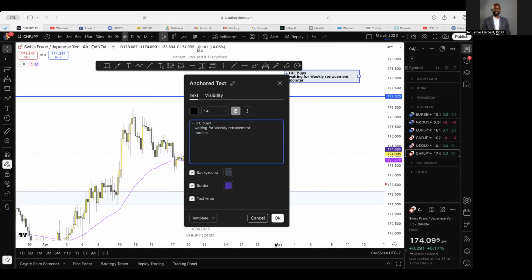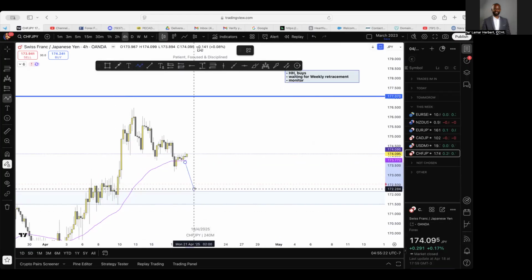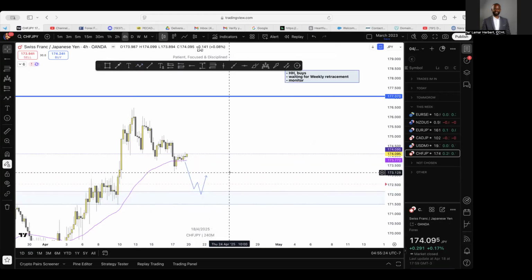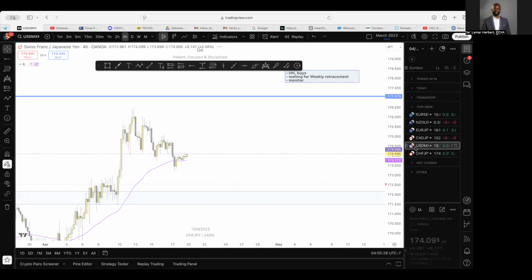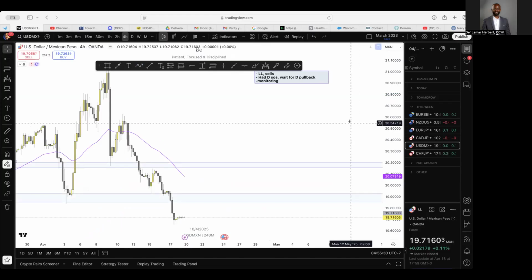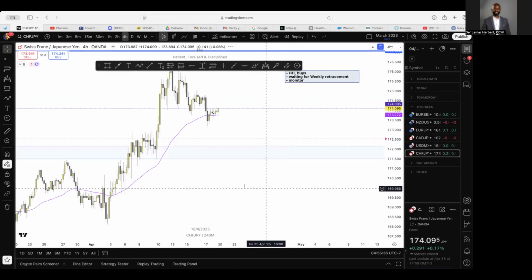And once I see that weekly retrace, I even spelled monitor wrong. So once I see that weekly retrace, then I'll be looking for more of the shift. So that was just a typo. So I want to see price actually come down here. May take a few days to get there, but we'll just keep an eye on that. And I already have my alert set here for when it gets around this area.